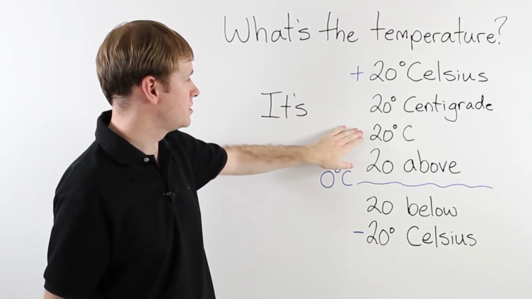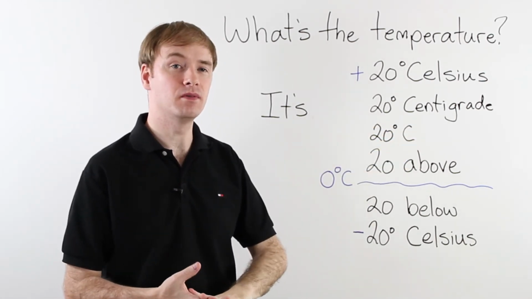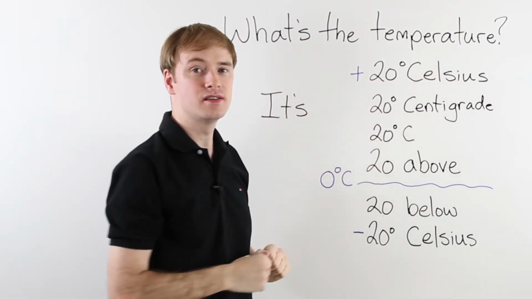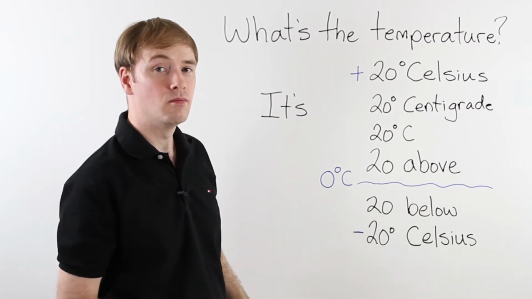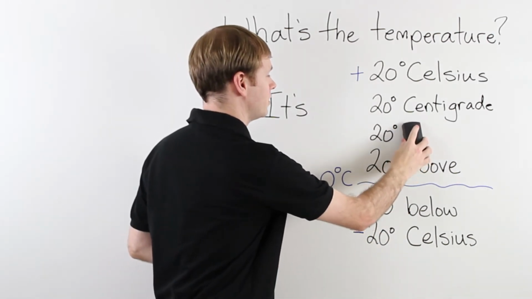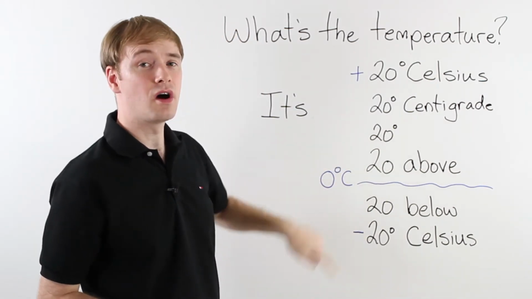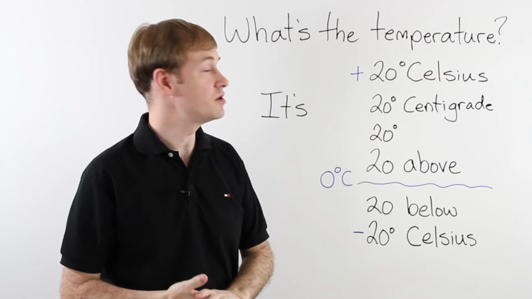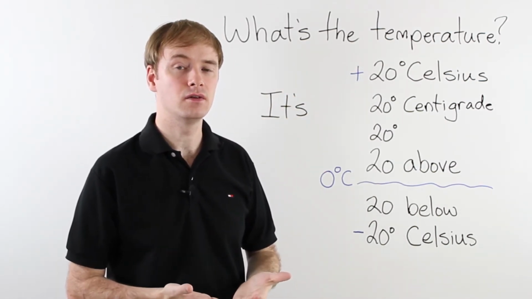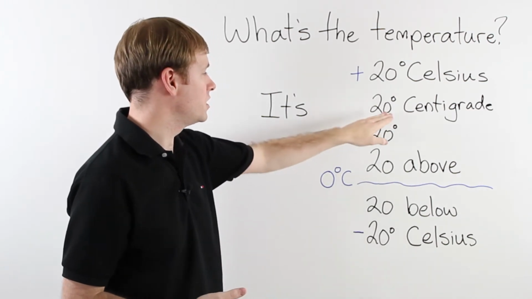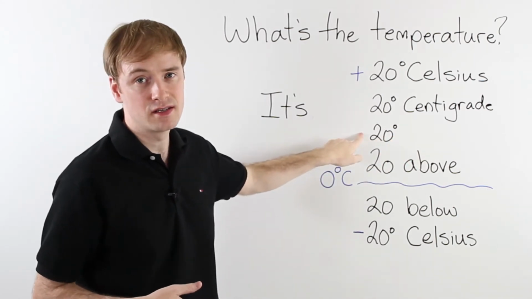All right, let's move to the next one. What's the temperature? It's 20 degrees C. Some people are going to shorten Celsius to just C. It's 20 degrees C. And actually, more common, we can shorten that more and cut that. And this is the most common way to express the temperature. What's the temperature? It's 20 degrees. So when people say it's 20 degrees, I know it's Celsius and I know it's plus.